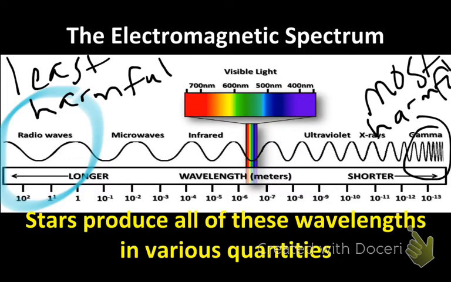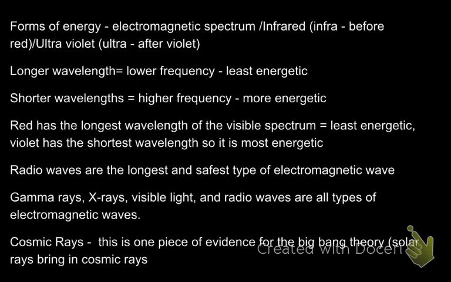But stars or our sun produce all of these wavelengths in various quantities. In the middle here is our visible light. So that is how the electromagnetic spectrum works. The least harmful waves have the lowest frequency and the lowest energy type, while our most harmful waves have a high frequency, meaning there's a lot of these happening in a short period of time, and they have a lot of energy. Let's talk about those some more.